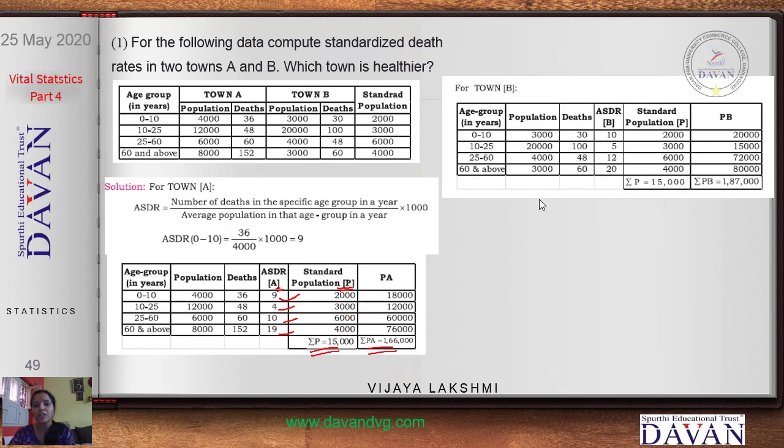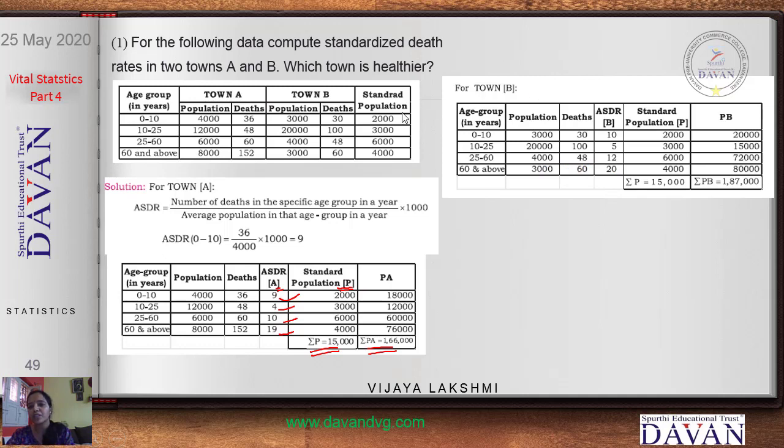Now, similarly, do the same for town B. Copy the same age group, take the population of town B, take the deaths of town B, calculate the ASDR. How do you calculate ASDR for town B? 30 divided by 3000 into 1000, it is 10. 100 divided by 20,000 into 1000 is 5. 48 divided by 4000 into 1000 is 12. 60 divided by 3000 into 1000 is 20.